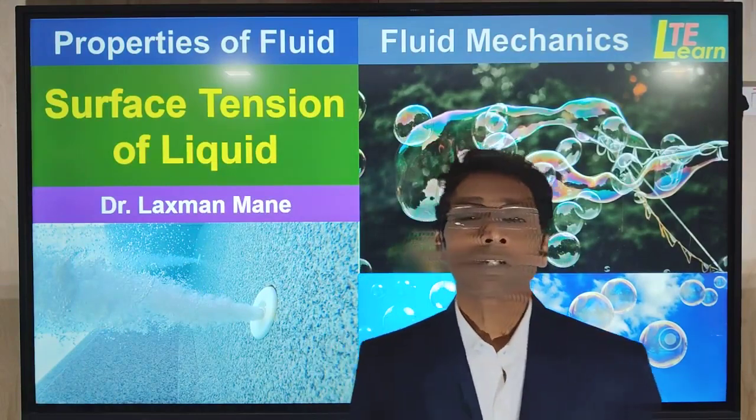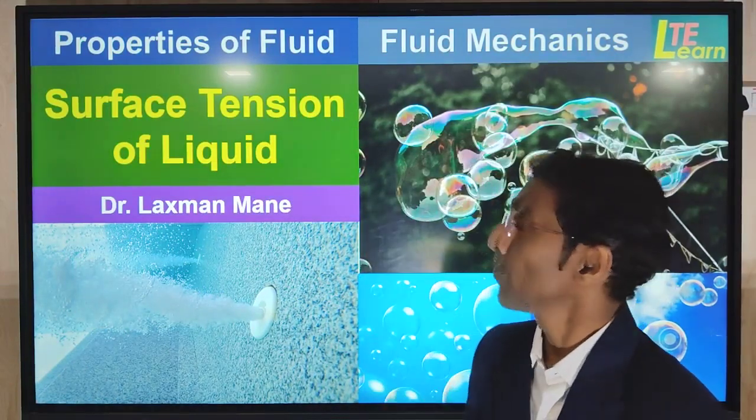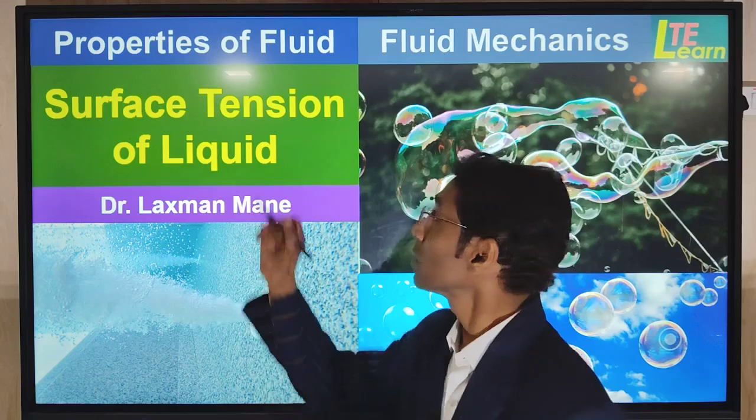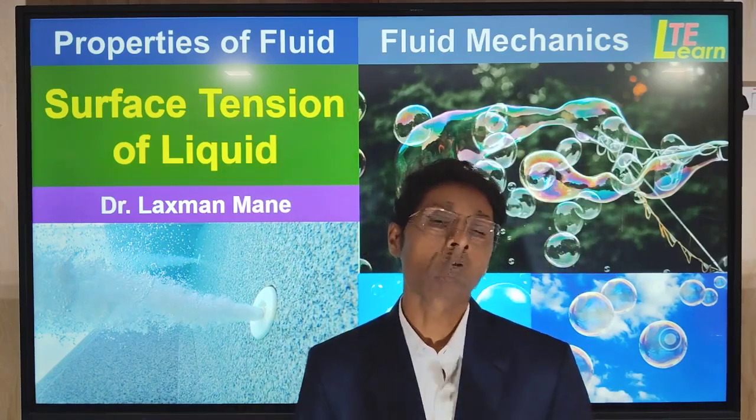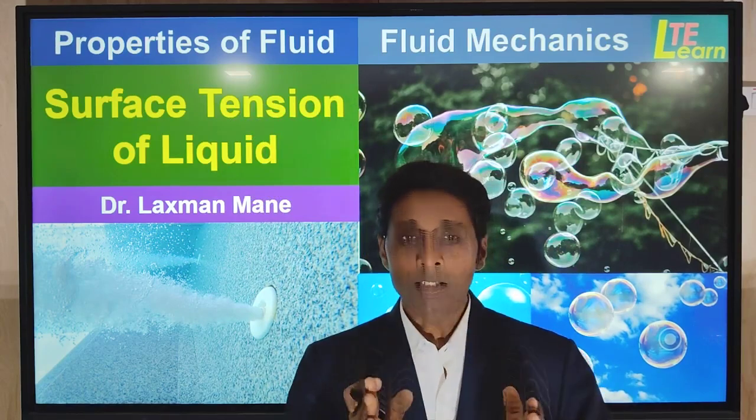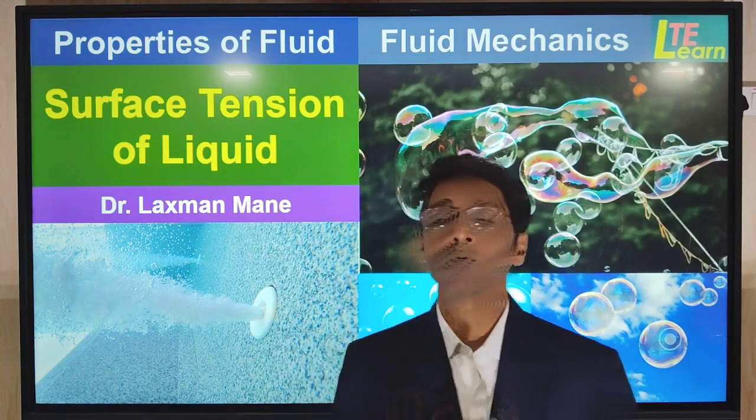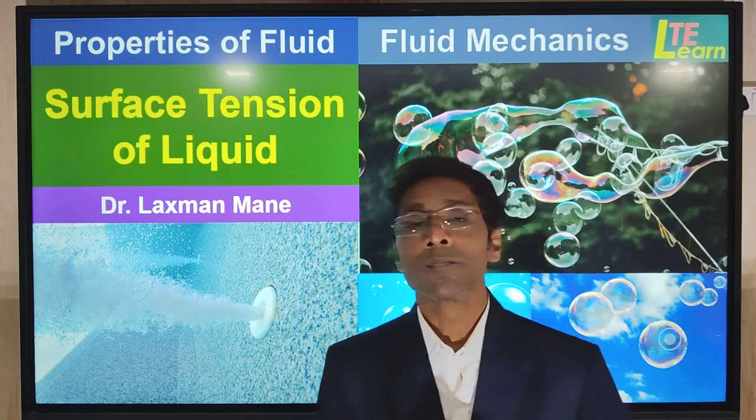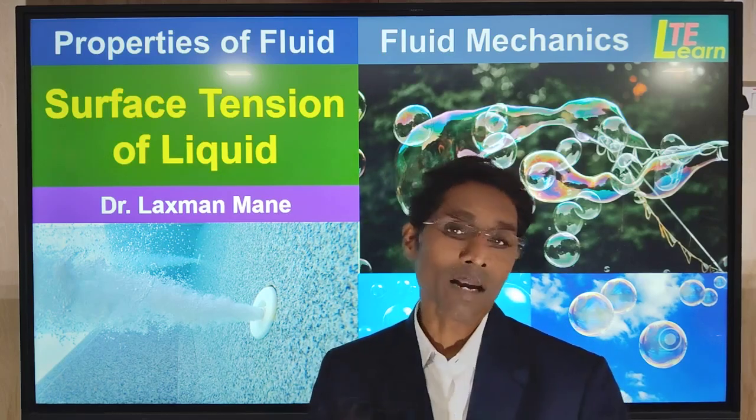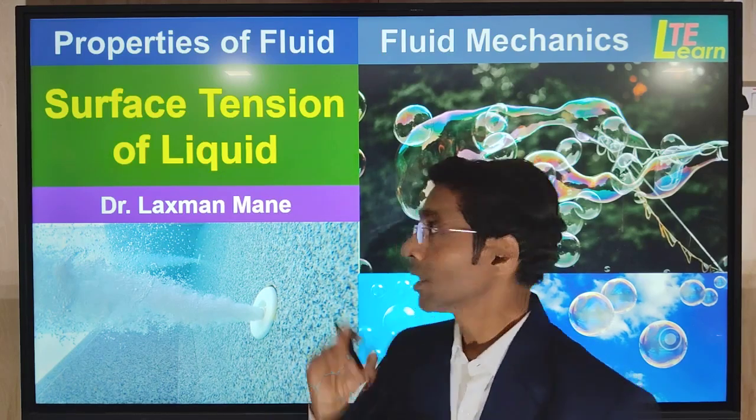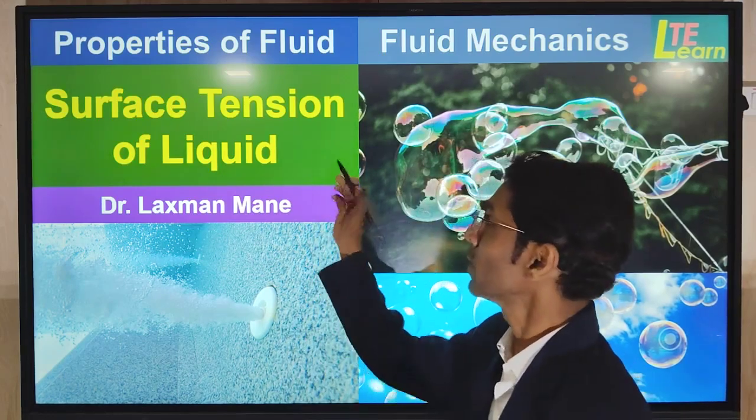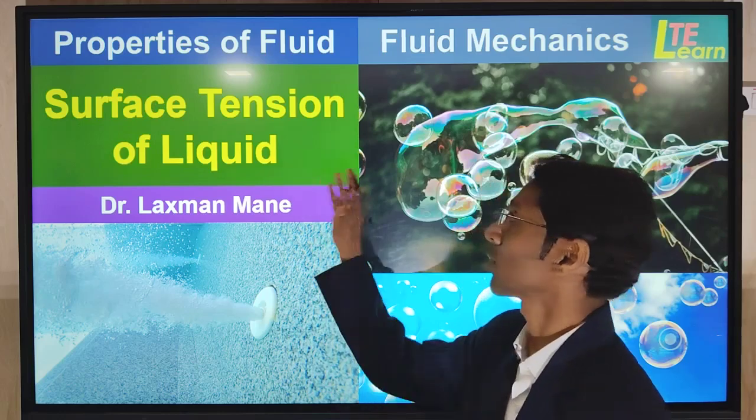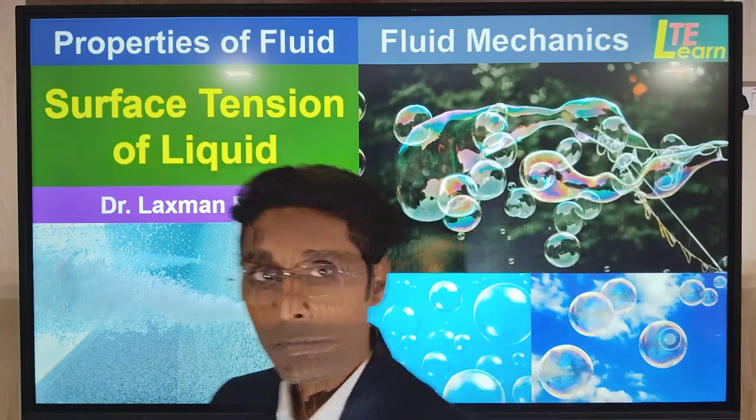In previous video sessions of the subject fluid mechanics, under the module properties of the fluid, we have discussed the various fluid properties such as mass density, weight density, specific volume, specific gravity, and absolute and kinematic viscosity. In this video session, we are going to discuss an important property of a liquid called surface tension.